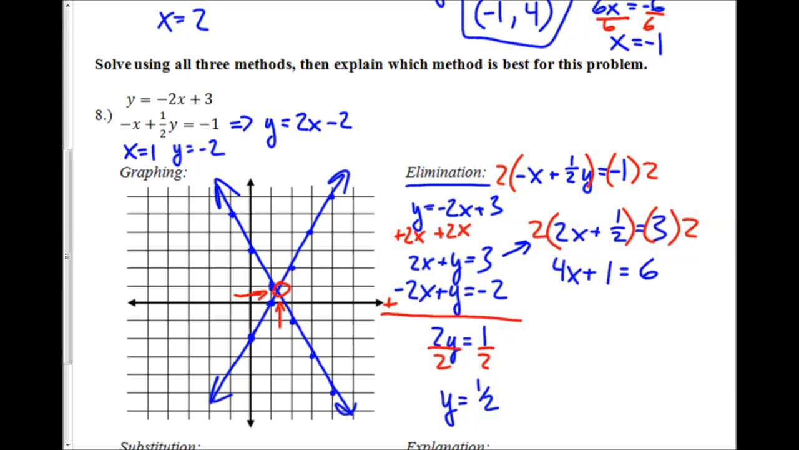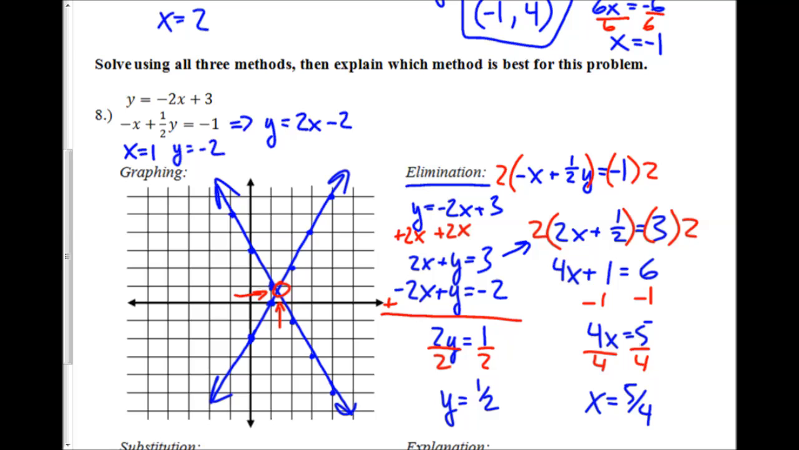That's an equation that any of us can solve. I subtract the 1 from each side. So I find out that 4x equals 5. I divide each side by 4. And really, that's easier than dealing with getting common denominators. It really is. Just multiply through and get rid of the fraction. And now I've got an x value of 5/4 and a y value of 1/2.